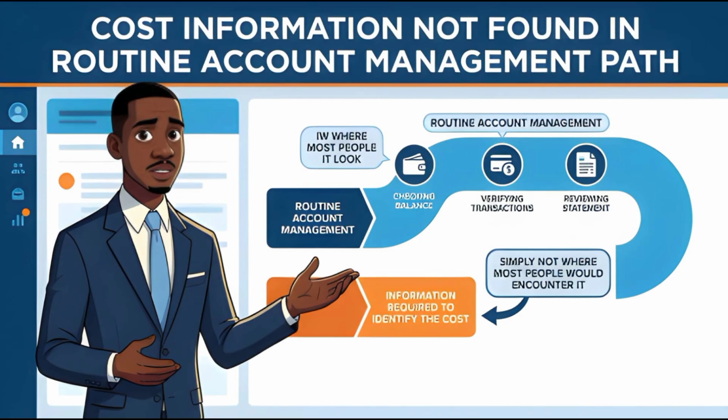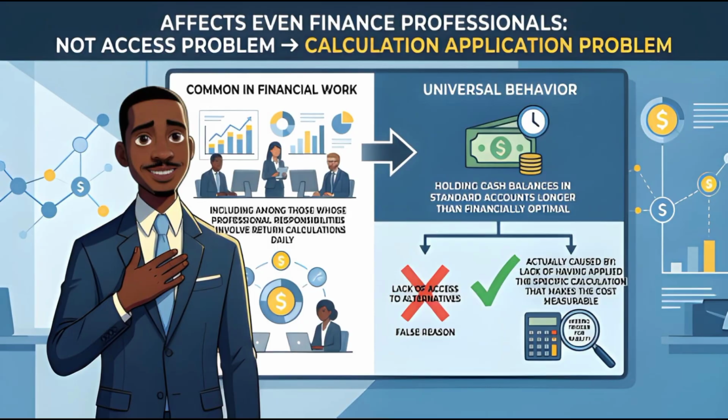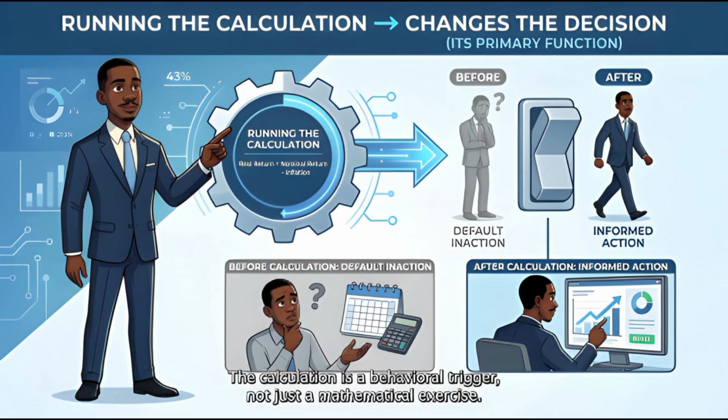It is common in financial work, including among those whose professional responsibilities involve return calculations daily, to hold cash balances in standard accounts longer than is financially optimal, not for lack of access to alternatives, but for lack of having applied the specific calculation that makes the cost measurable. Running the calculation changes the decision. That is its primary function.